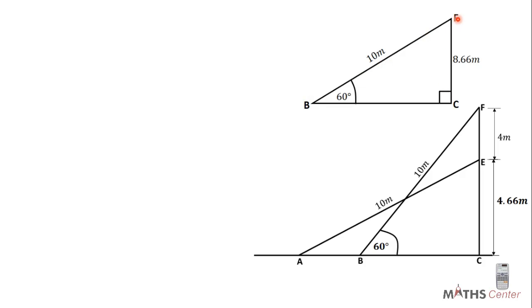Then from F to C will be 4 meters plus 4.66 meters, which will give us 8.66 meters. So FC is 8.66 meters.